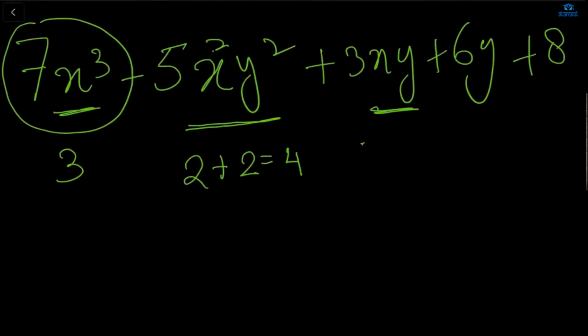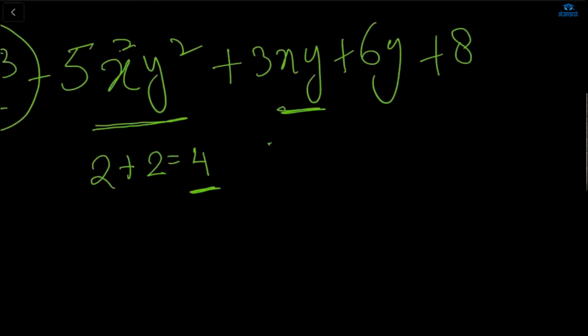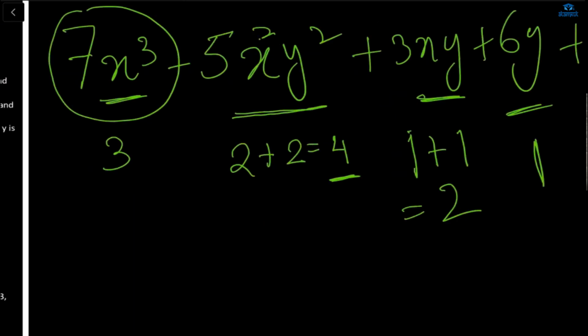In the second term, if you see, it is 5x squared y squared. So there are two variables. X also is there and y also is there. So you have to add their power for the degree. So what is the power here? It is 2 plus 2, 4 is here. Now third term. If you see the third term, the power of x is 1 and the power of y is 1. So the total power will be 2. In the next term, only y is there. So the power is 1. So, Sharia, can you tell me what is the degree of this polynomial? I'm 4.